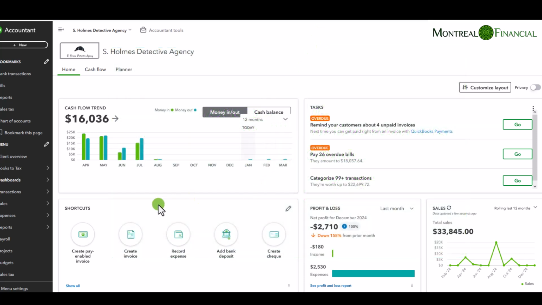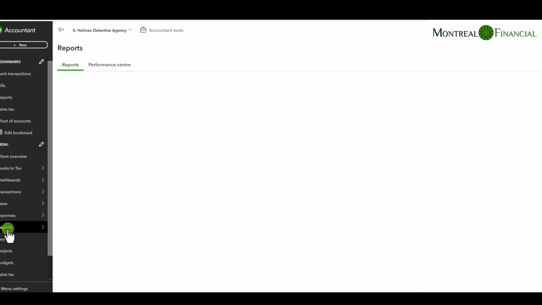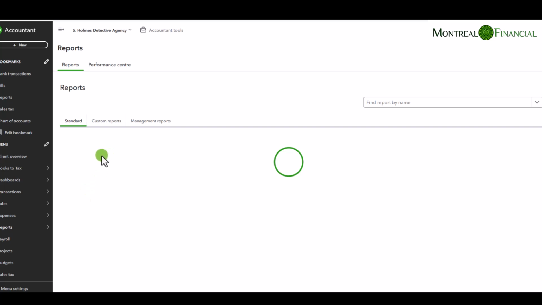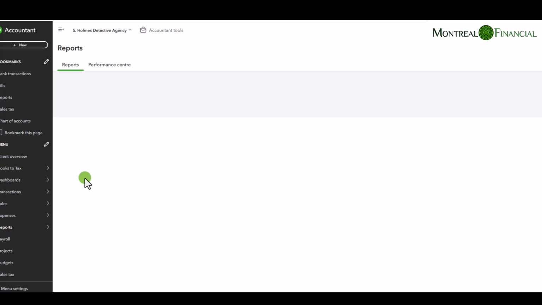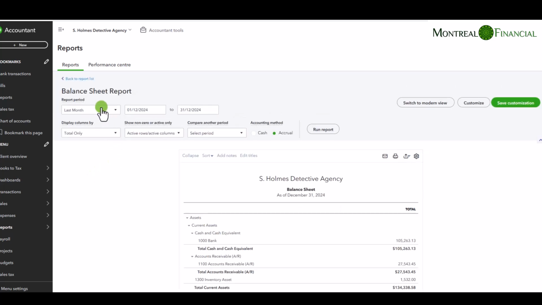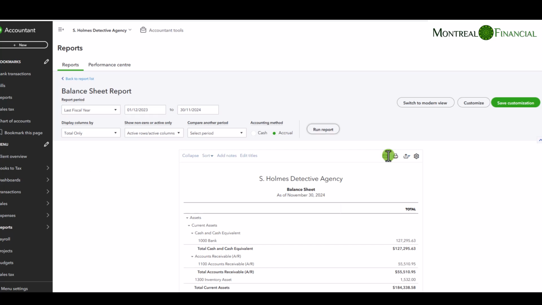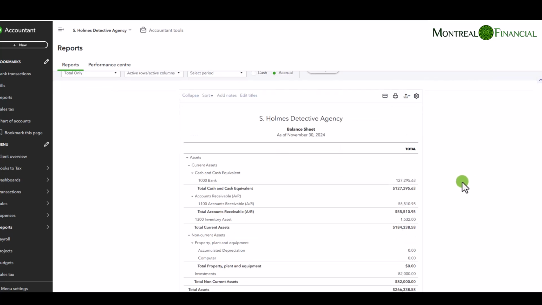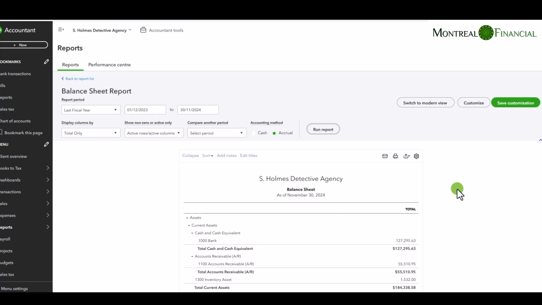Okay, let's get started. First of all, you want to go to Reports on the left-hand side. And under Standard, you will see the balance sheet. So click on that, and then you can choose the last fiscal year. The majority of businesses have a December 31st year end. In this case, for the Sherlock Holmes Detective Agency, the year end is actually November 30th. So this is my balance sheet for the year.